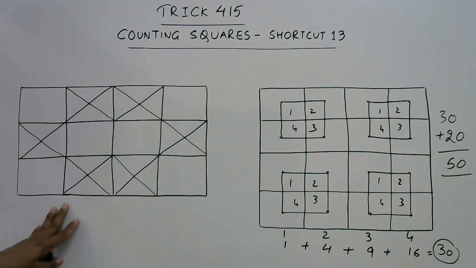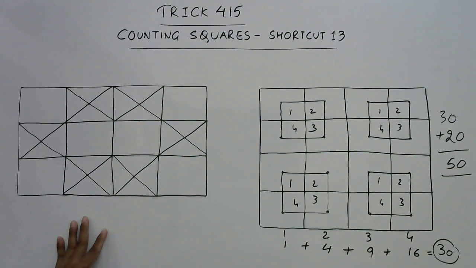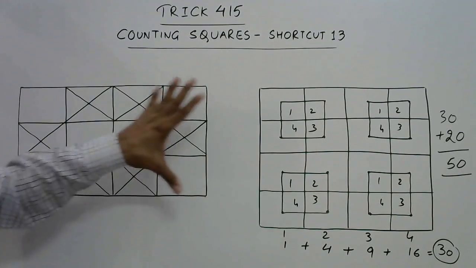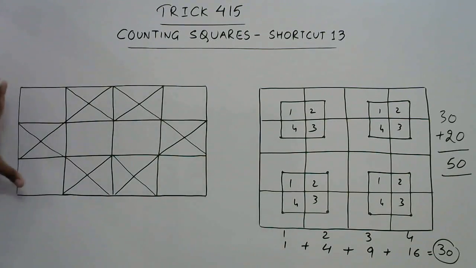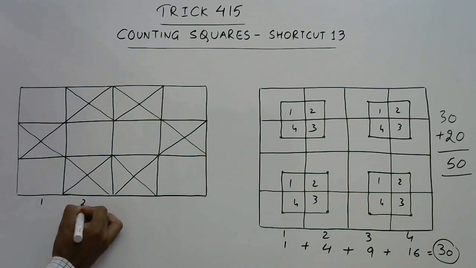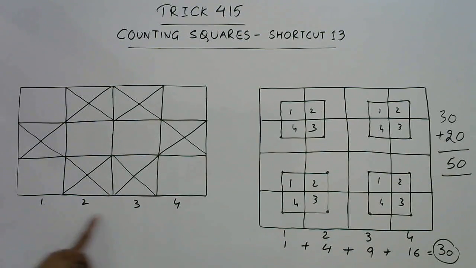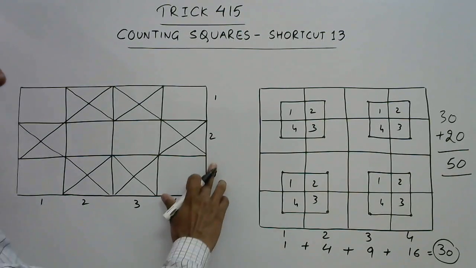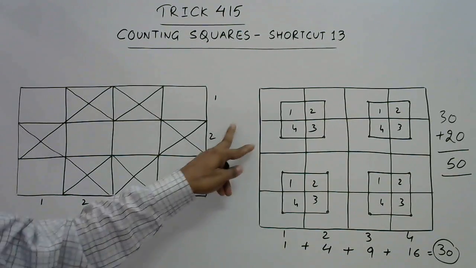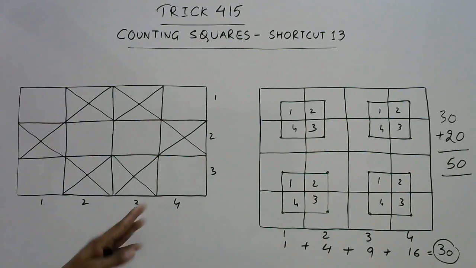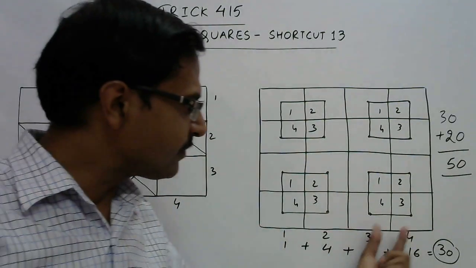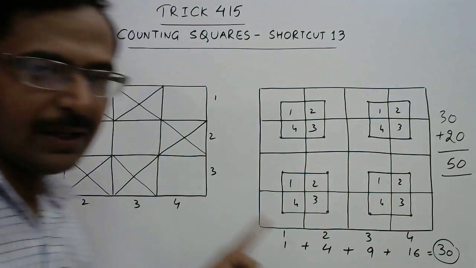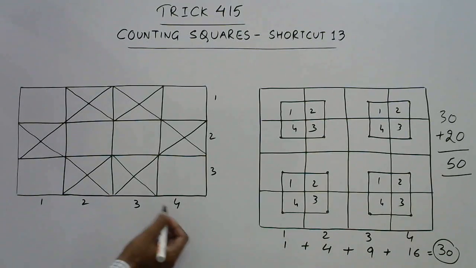Now take this figure. Here also we have the same kind of matrix. So let us count the number of squares in this matrix first. See, here we have 1, 2, 3, 4 squares along the length and 1, 2, 3 squares along the breadth. So whenever we have different number of squares along the length and breadth, then the process changes. Here we have taken the squares of the numbers because the number of squares along the length and breadth were same, but here they are different.